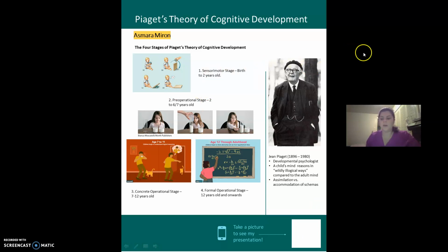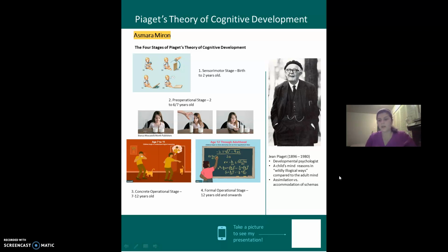So basically, he said that a child's mind is not a miniature version of an adult's mind. Instead, he said, a child's mind reasons in wildly illogical ways when we compare it to the adult mind. And so he believed that cognitive development occurred in stages, and that the progression of cognitive ability stems from trying to make sense of our experiences, which he would refer to as schemas.